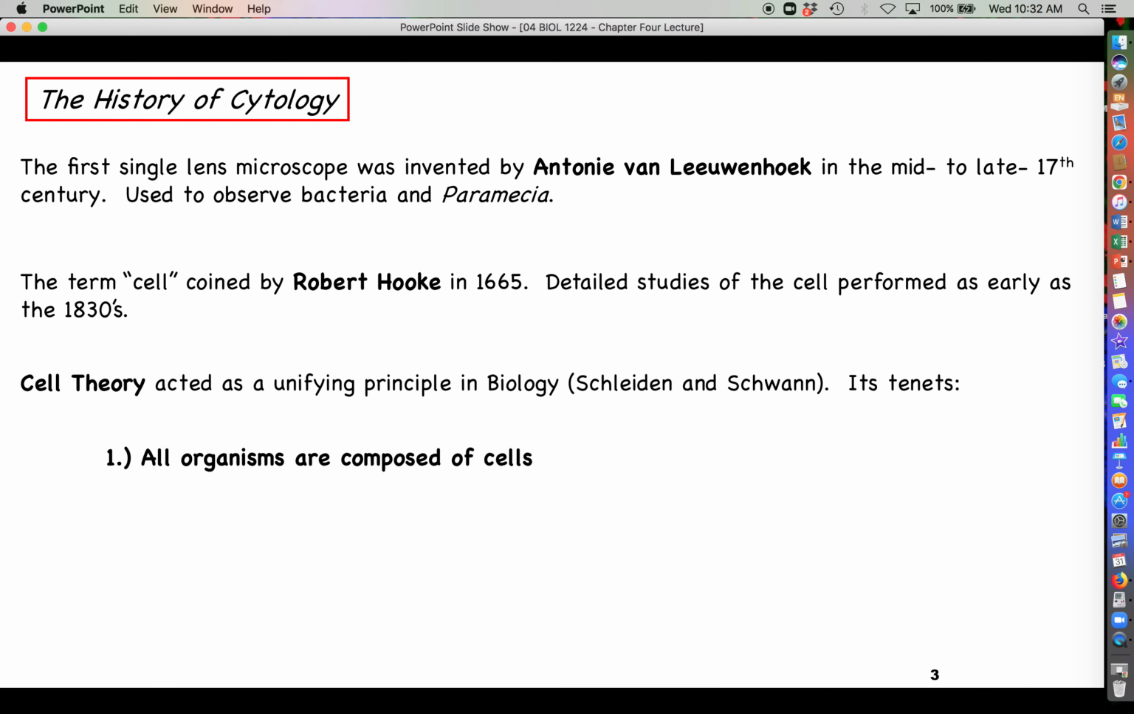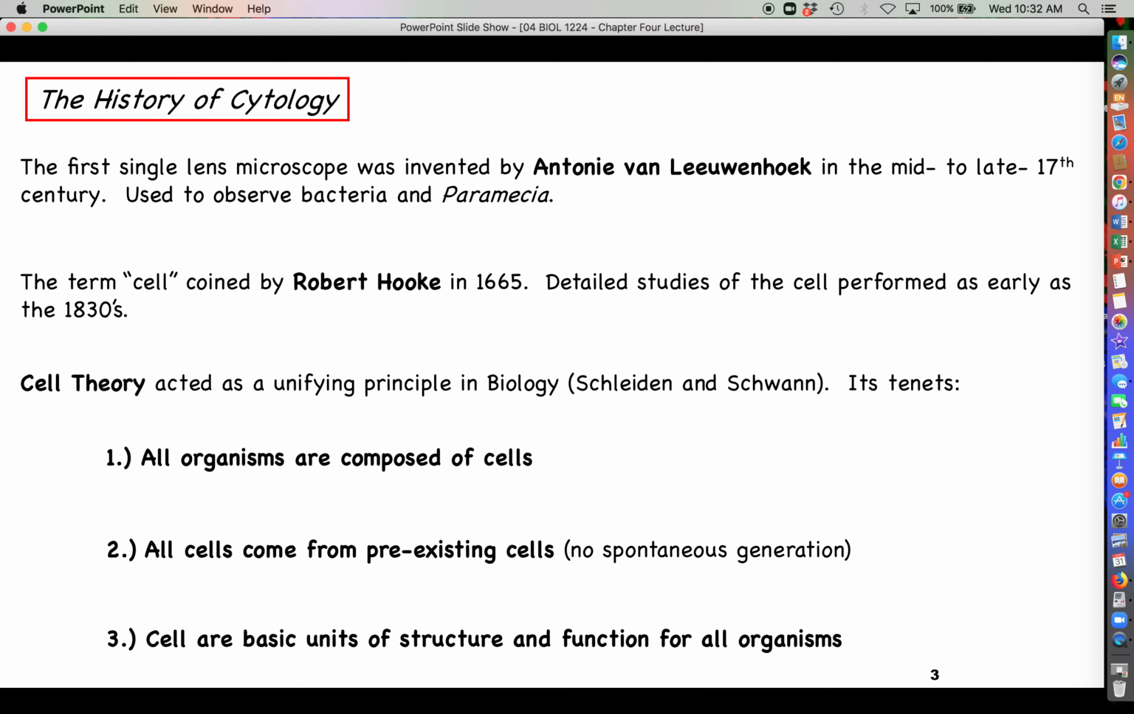Number one, all organisms are made of cells. Number two, all cells come from already existing cells, meaning there has to be some kind of reproductive process in order for new cells to be made. In other words, there is no spontaneous generation. Cells don't just magically pop up out of nowhere. The only way to get new cells is to get a division or cell division process coming from cells that already exist. And finally, cells are the basic units of structure and function for all organisms. You cannot talk about a living thing without talking about the function of its individual cells.